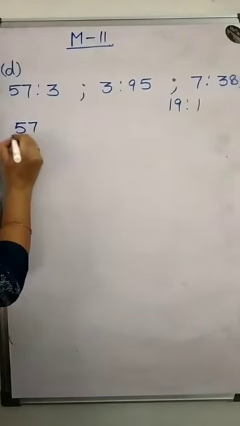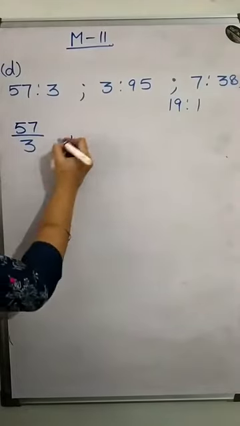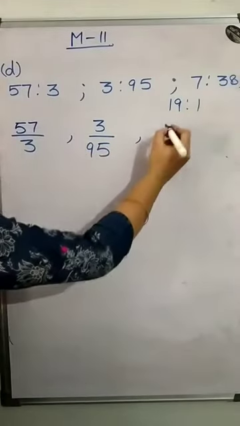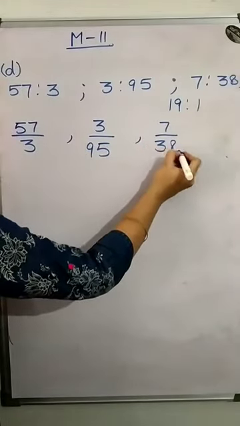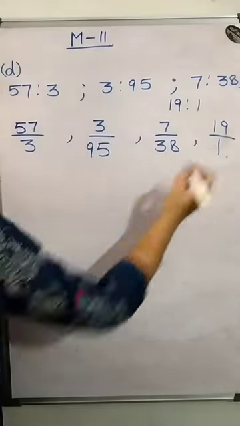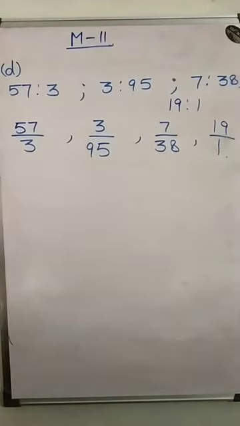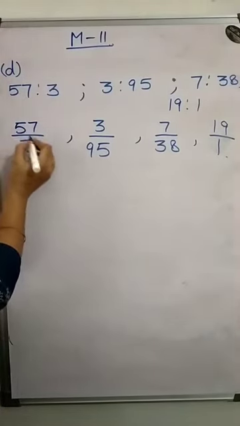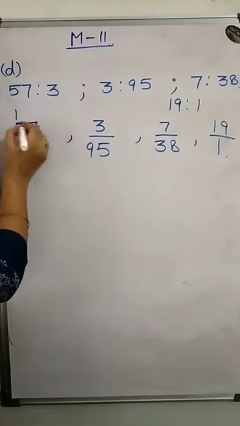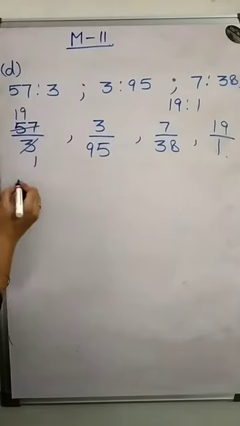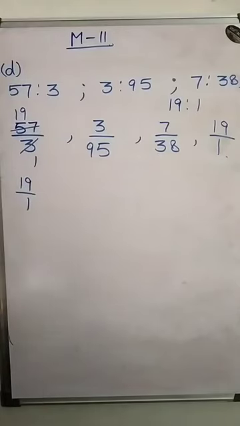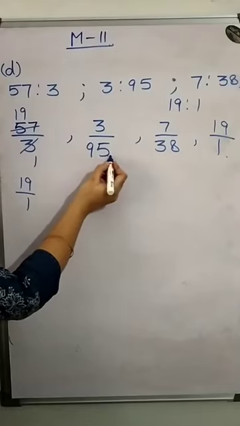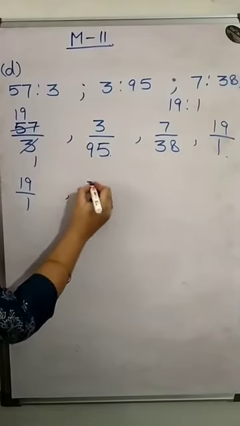So in the next question, here we have 2 ratios. Write them in the form of fractions, that is 7 upon 38 and 19 upon 1. This is another question. What we do here is find the equivalent fractions. So we can reduce them. The next one is 9 plus 5, 14. 14 we cannot cut by 3, so we write it down as it is, that is 3 upon 95.